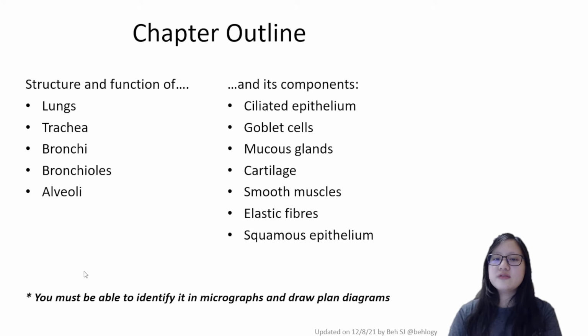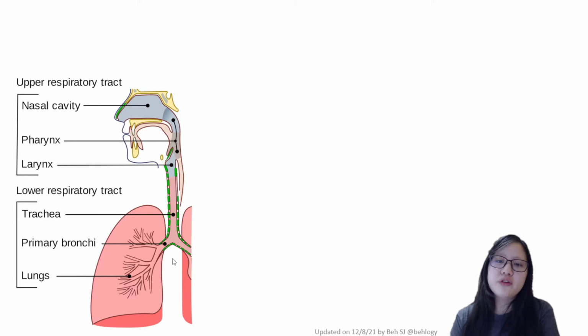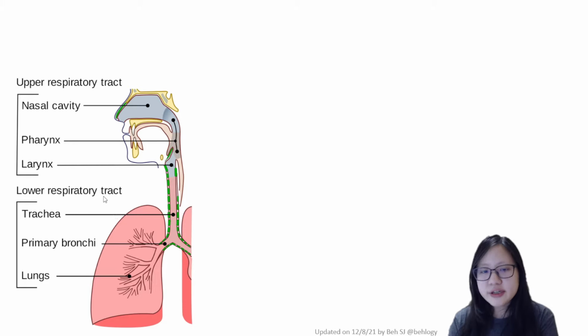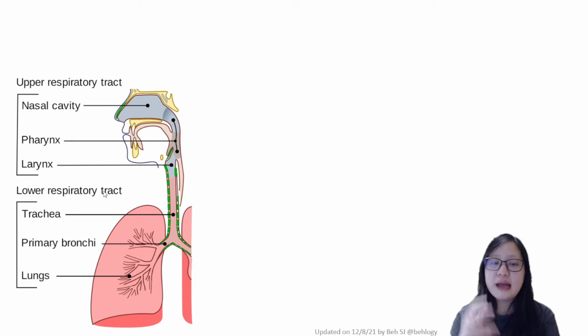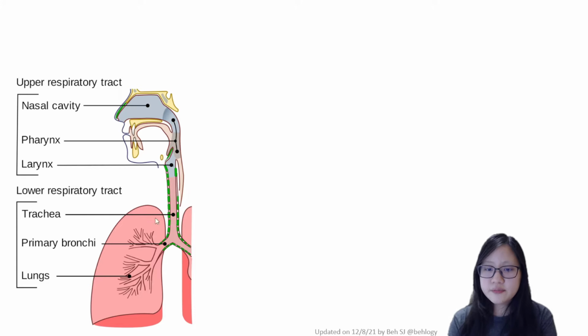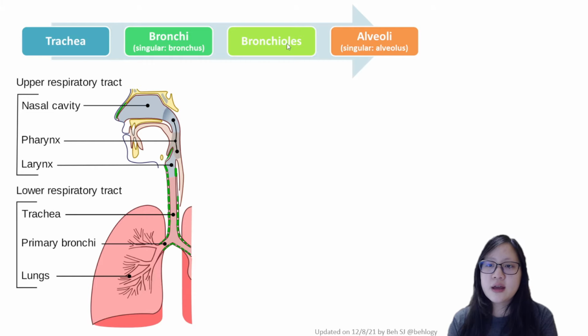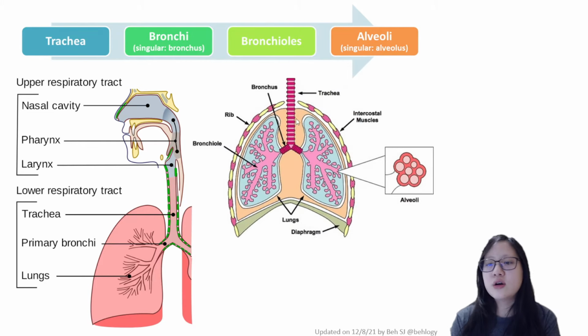So let's start off with just a little introduction, a little overview of what the airway looks like. There's the upper respiratory tract, which consists of the nasal cavity, so our nose, and the cavity above it, the pharynx and the larynx. The pharynx is kind of connected to our oral cavity as well, which is our mouth. Then there's the lower respiratory tract, which is really our main focus here. This consists of the trachea, the primary bronchi, and then bronchioles, and then goes down to alveoli.